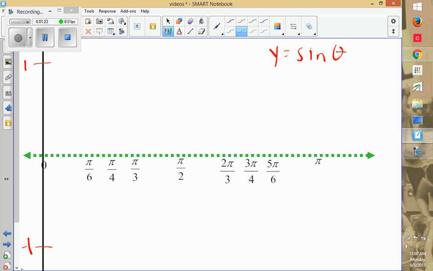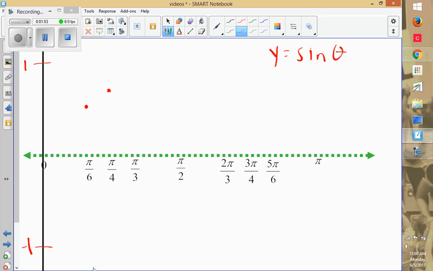So the sine of pi over 6 is 1/2. So I'm going to plot a point at about 1/2. The sine of pi over 4 is the square root of 2 over 2, which as a decimal is about 0.707. So we're going up a little bit more.